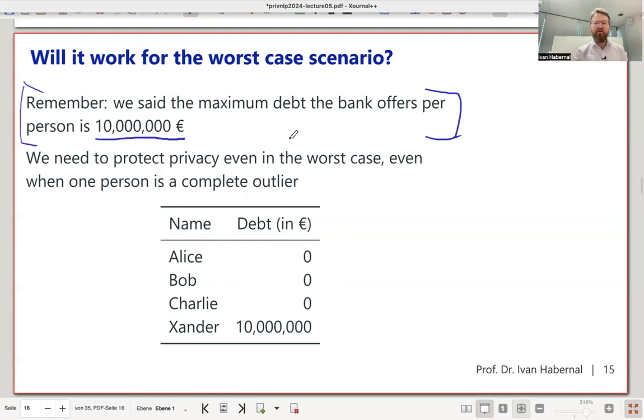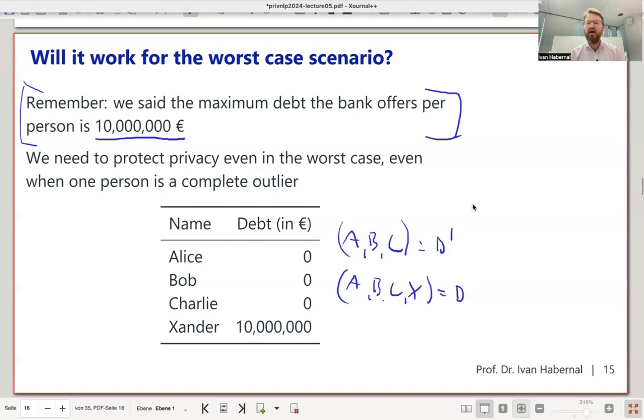And of course, if you have neighboring data sets, one is A, B, C, and the other A, B, C, X. Excuse me, not D, X. So this would be D, and this would be D prime. You have to protect these two neighboring data sets as well, because the presence of one person should have little or limited influence on the result of the query. So this is the worst case scenario.